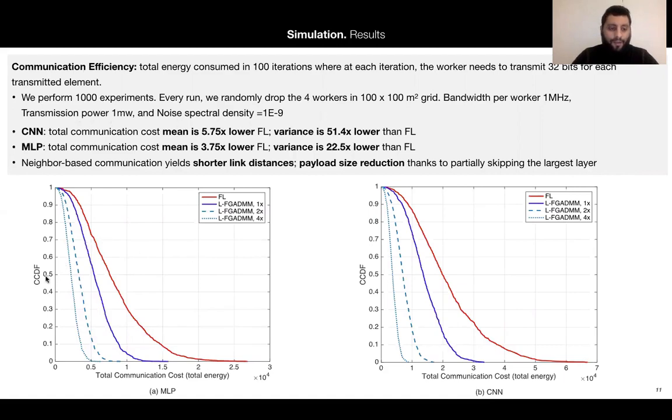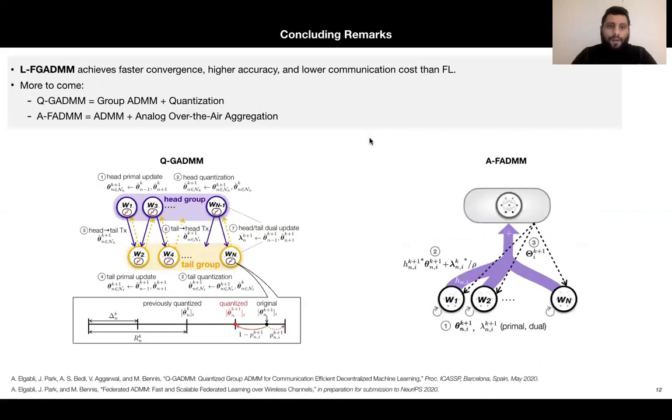We plot the complementary CDF of the communication energy cost. As we can see from these two figures, federated JDMM performs much better in terms of saving communication energy compared to federated learning. And that saving can grow significantly larger than federated learning as we allow sharing the large layer less frequently. To conclude, layer-wise federated JDMM achieves faster convergence, higher accuracy, and lower communication costs as compared to federated learning.